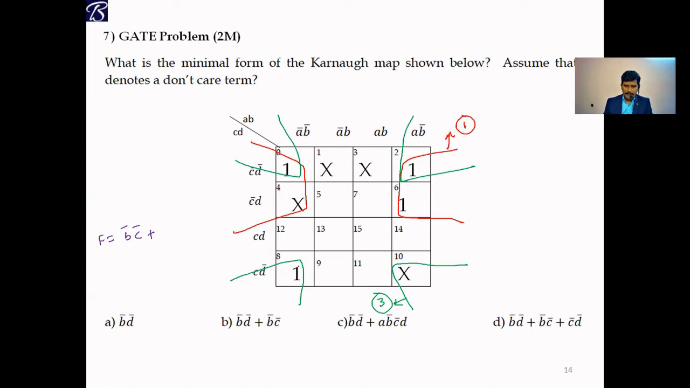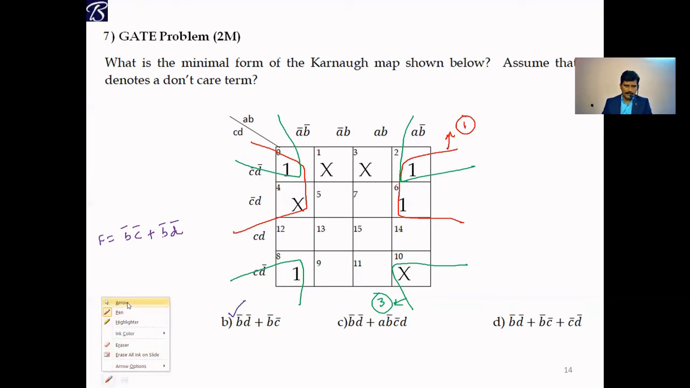consider the green color. So in these two terms, the first and last, A bar B bar, A B bar. The common term is B bar. These two, C bar D bar, C D bar. So the common term is D bar. Now check the options. B bar C bar, B bar D bar. Option B is correct. Okay.